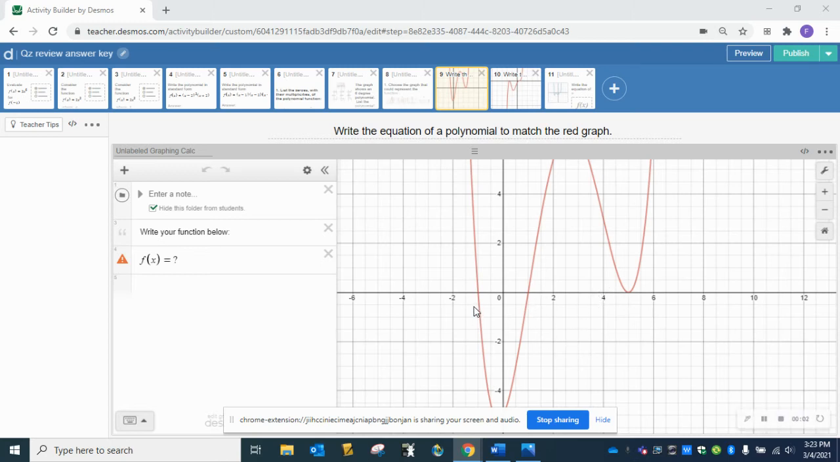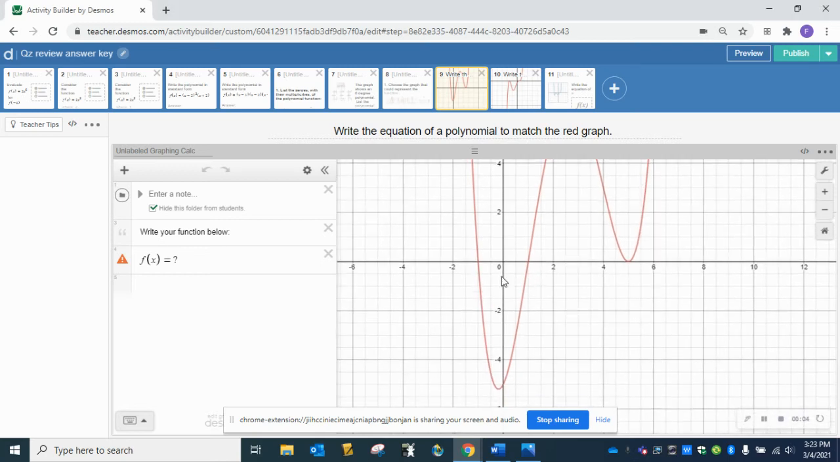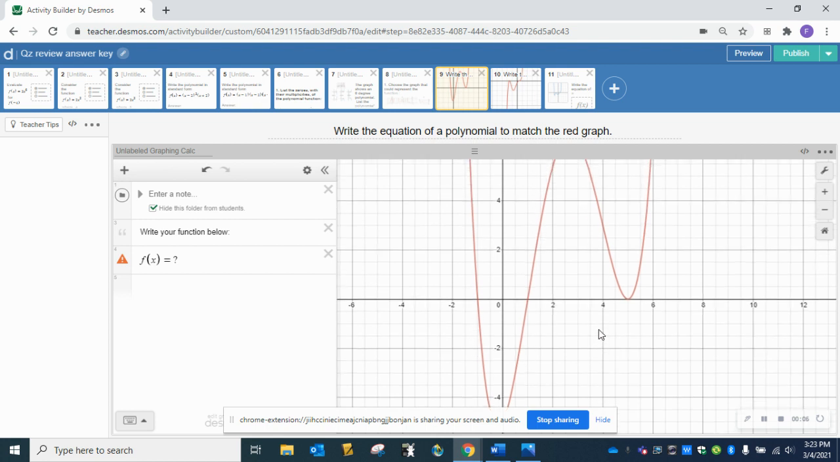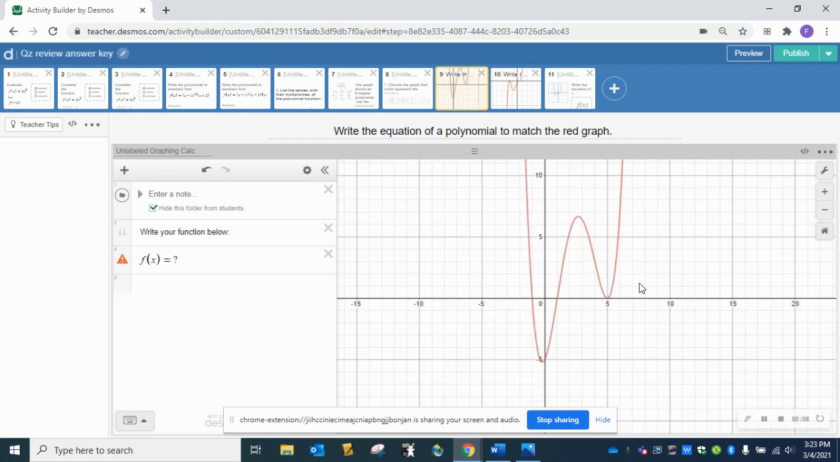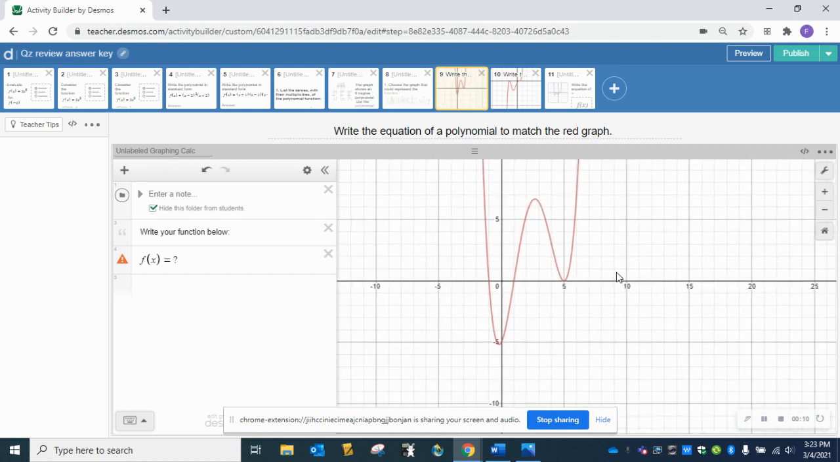All right, guys, so for this question, I need to find the function that is represented here by the red curve. How am I going to do that? Well, first, I see that I have these zeros. So here's the first root, this is the second root, and this is the third root. I also need to find their multiplicities. In order to do that, I'm going to just use my chart.